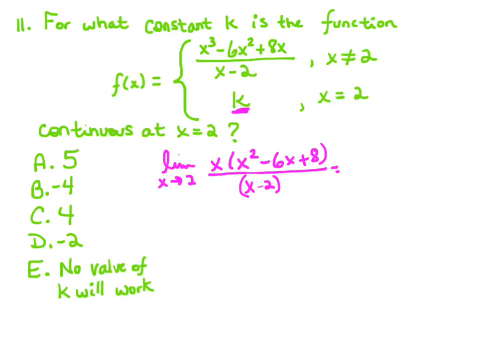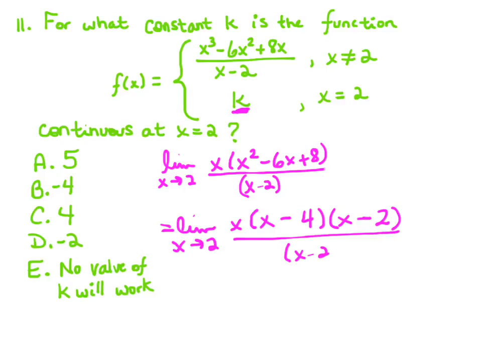And let's continue factoring. Whoops, I'm not going to have room to do that there. Let's move down. Sorry about that. Move down to the next row. Limit as x approaches 2 of x times, and we're going to have x and x. Numbers that multiply to give me 8 would be 4 and 2, and if I make them both negative, then I get that negative 6x in the middle, over x minus 2.